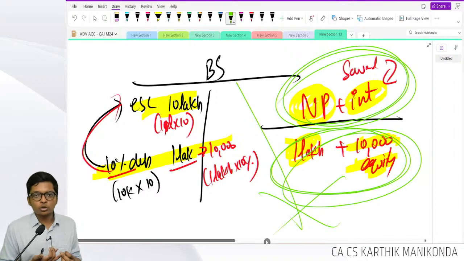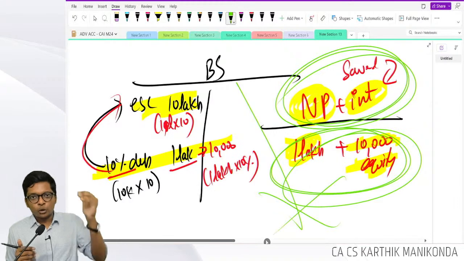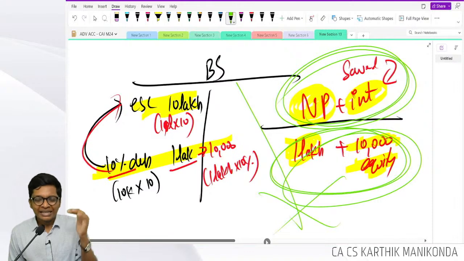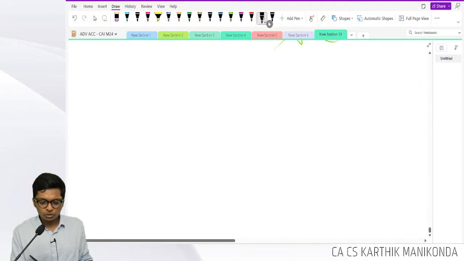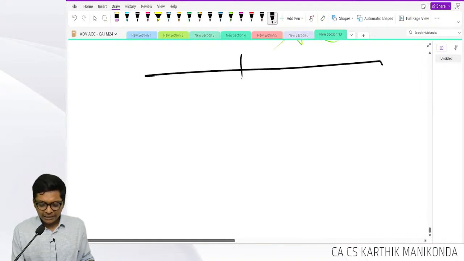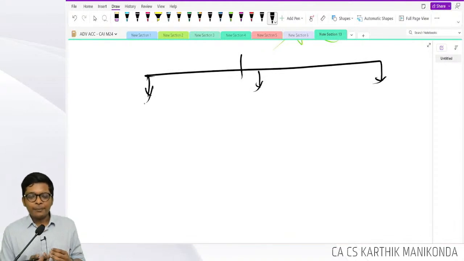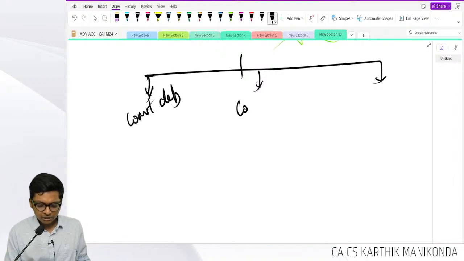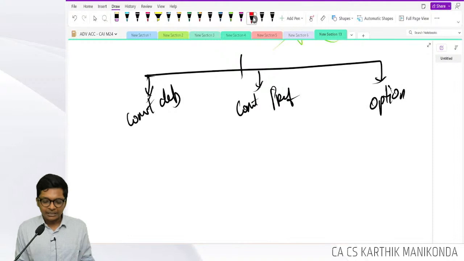So the important thing to note over here is: report diluted EPS only if the EPS is going to decrease. If EPS is going to increase, don't disclose anything. So, dilution can happen because of three things, guys: convertible debentures, convertible preference shares, options. I am going to focus on what to do with numerator and denominator in each case.